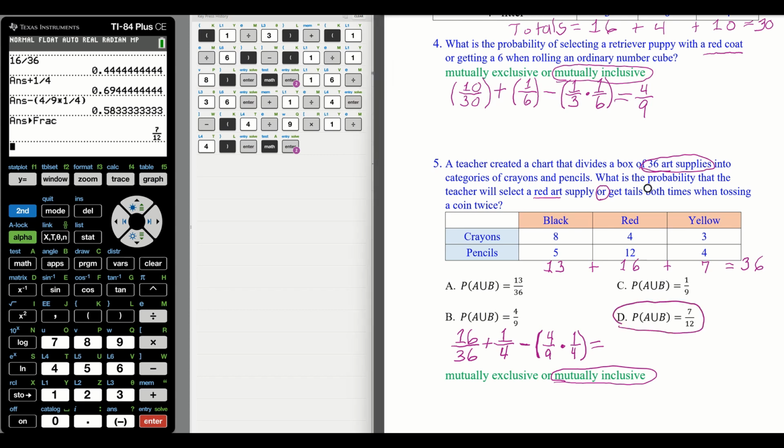So this means that we have the probability of selecting a red color or tossing a coin twice and getting tails with 7/12.